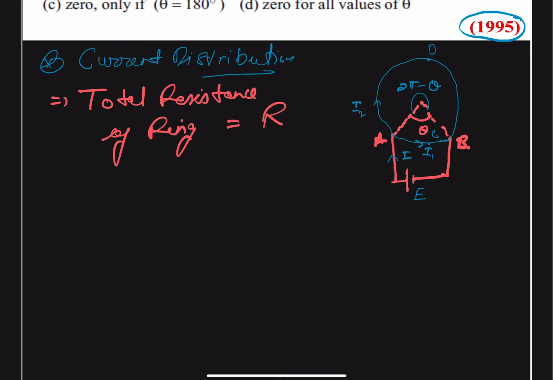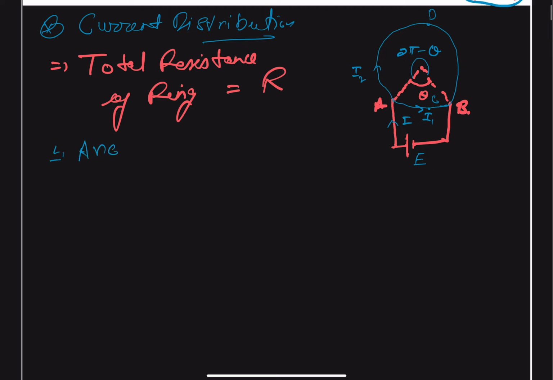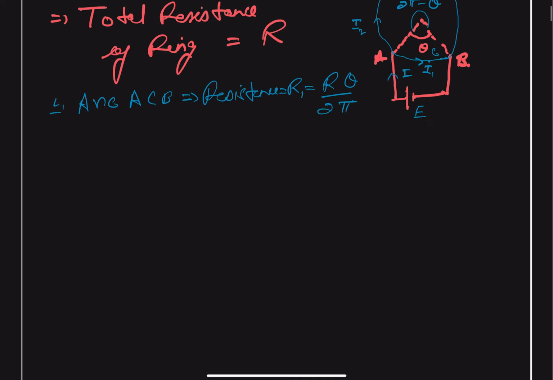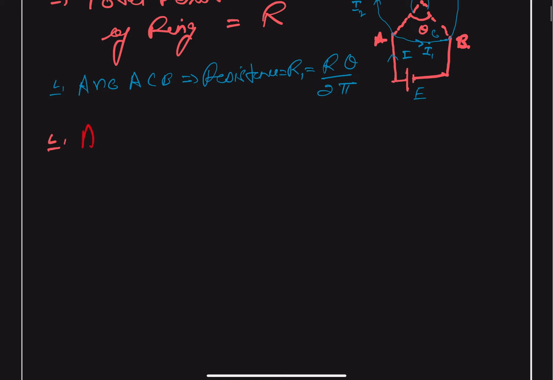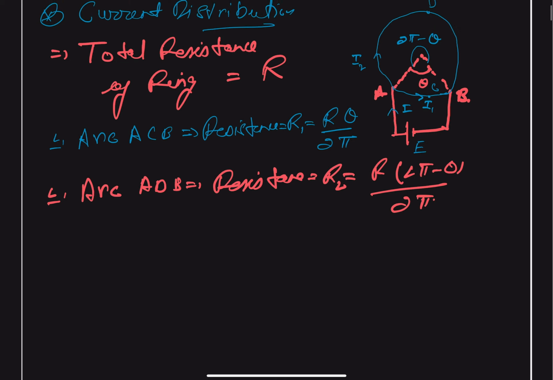Okay. So we can say that arc ACB, its resistance is suppose given as R1. That R1 we can write as R theta divided by 2 pi, and we have the second arc, and that is our ADB. Its resistance is suppose R2, and that value is R times 2 pi minus theta divided by 2 pi, and the respective currents are I1 and I2.